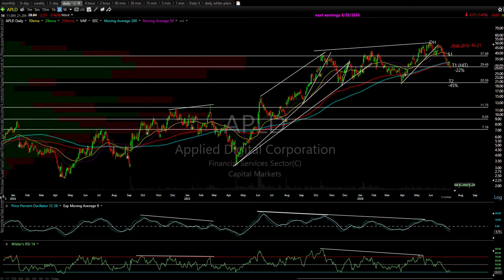I gave it to you first as a setup with a sell signal coming on a break below this S1 level right here. And once it broke, it was a quick ride down for 22% profit, just about 2 weeks. And if we hit my second target, it's going to be about a 45% profit. Not much more to add on that.